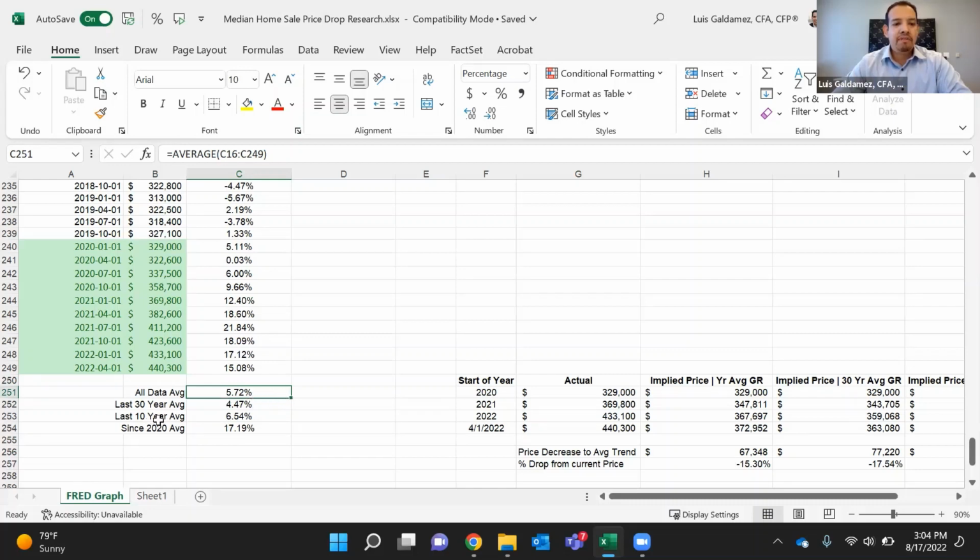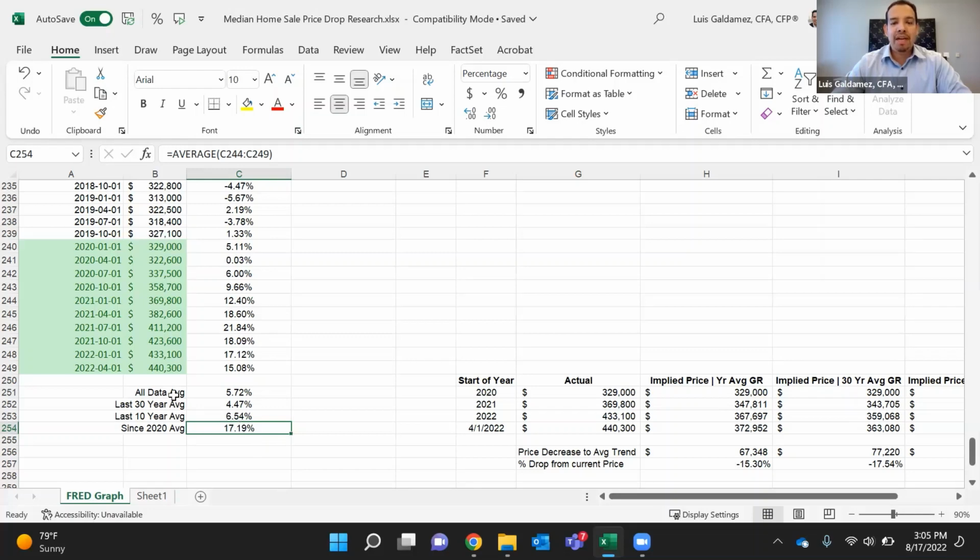Then I looked at a couple of different data sets. 30 years, it was an increase of 4.47%. 10 years, 6.54%. And then what I did here is look at the COVID era, and the reason I isolated that is, as everyone knows, COVID threw us for a loop. It just completely disrupted not only the housing market, but also the stock market and everything else that comes with it, supply issues, just a lot of issues that we're still working to get out of. And so the average increase during that period was 17.19%, way above the trend, right?